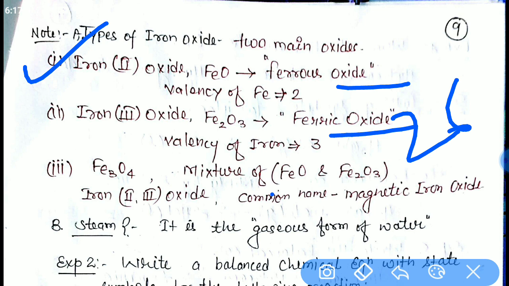This is the mixture of the above two. It means ferrous oxide and ferric oxide. Its common name is magnetic iron oxide. This shows the valency 2 and 3. Okay, I hope you have understood this concept. And the last one is steam. What do you mean by steam? Steam is a gaseous form of water. Actually, this is the gaseous state of water.